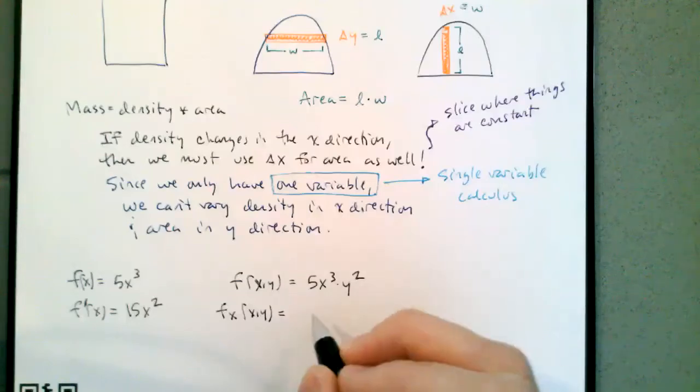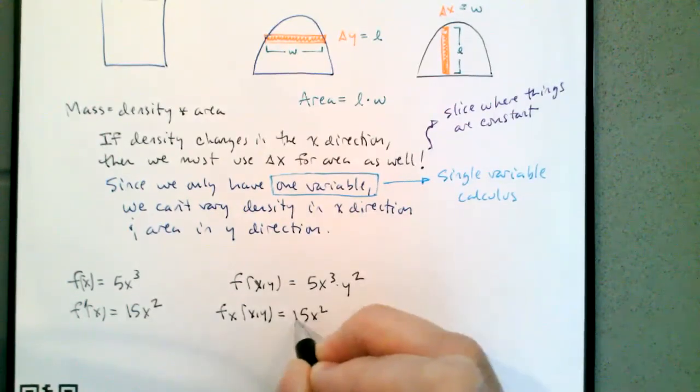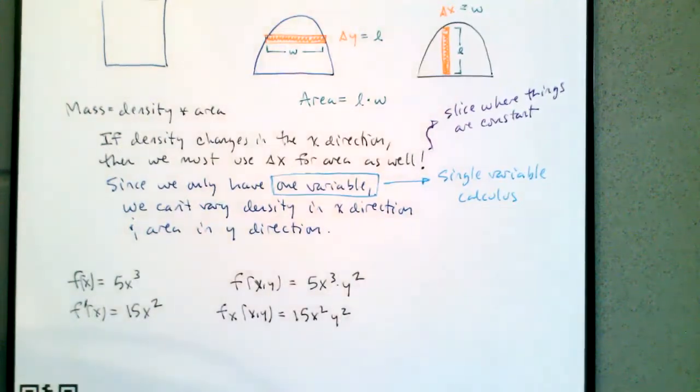And when I say keep y constant, that should trigger us to say 15x squared. Keep y constant, you say? Okay, it's still y squared.